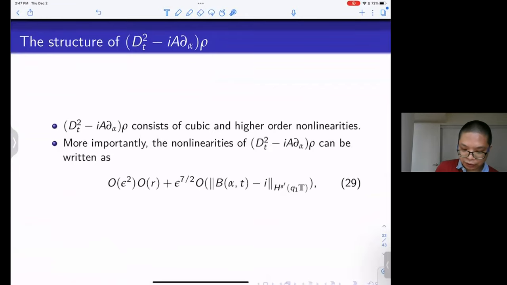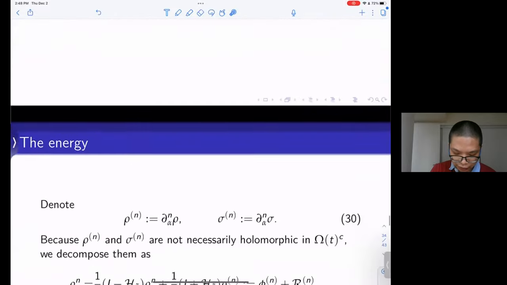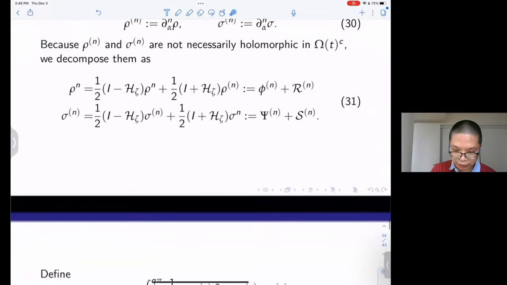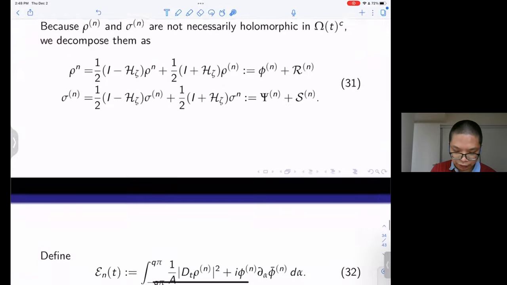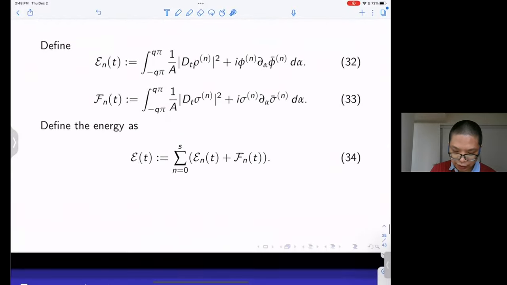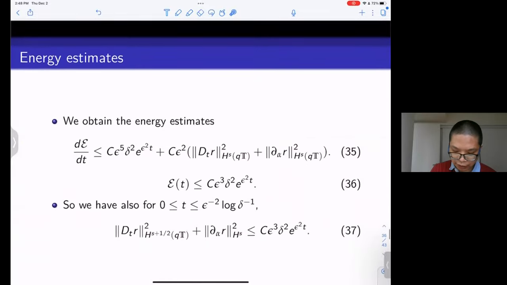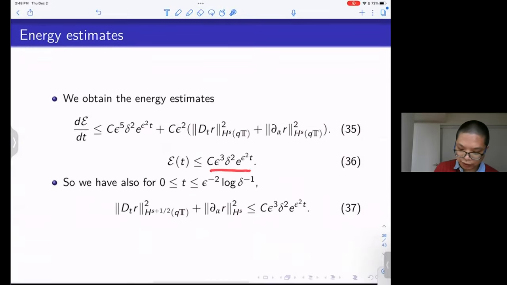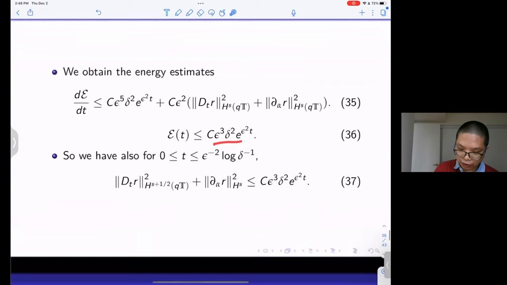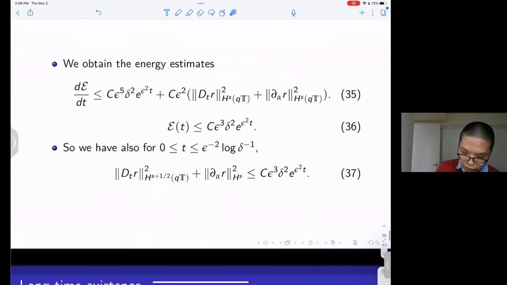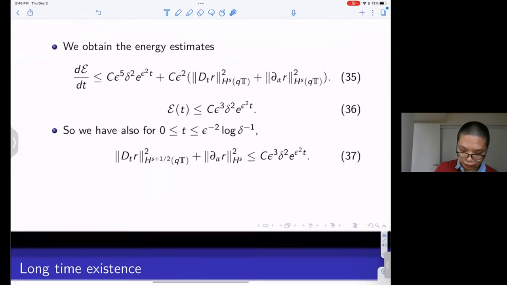Then for this R, the right hand side, after we apply it to the water wave evolution, has a good structure to do the energy estimate. All right, let me quickly skip them. Just define the energy with respect to this R, and one can do the energy estimate and obtain the upper bound for this energy. And so overall, on this time scale, we can nicely control the energy of R. Okay.